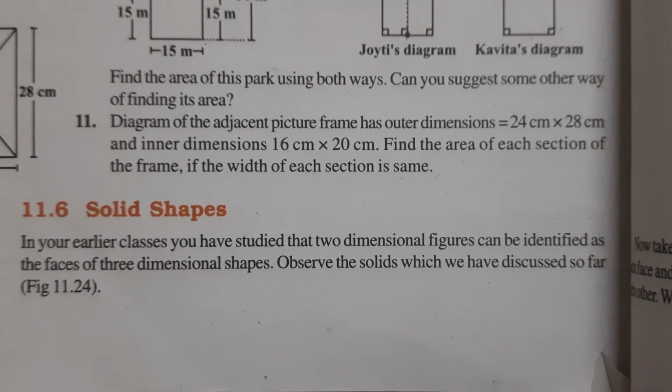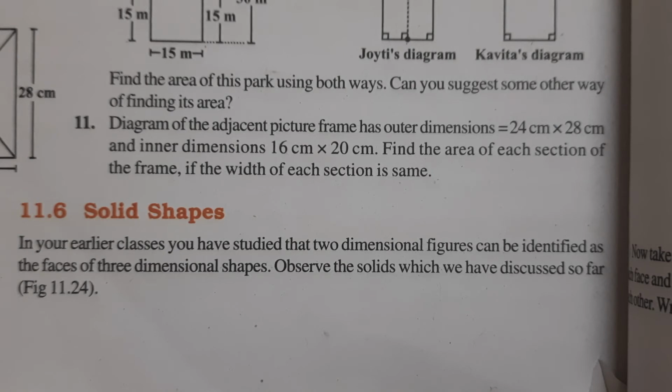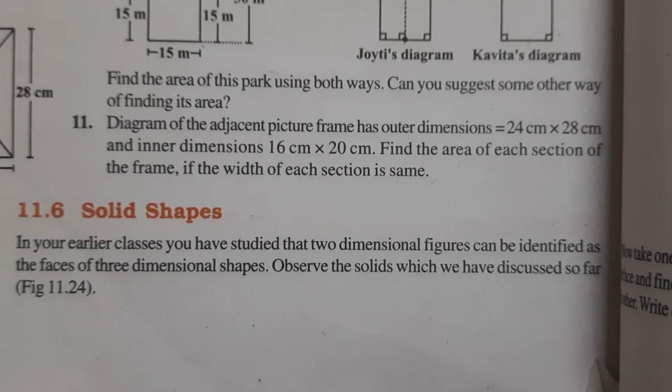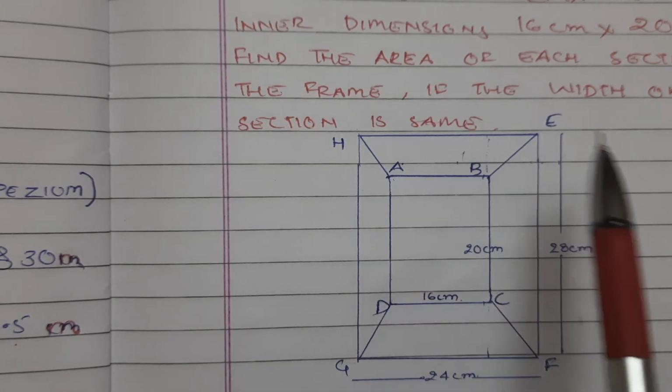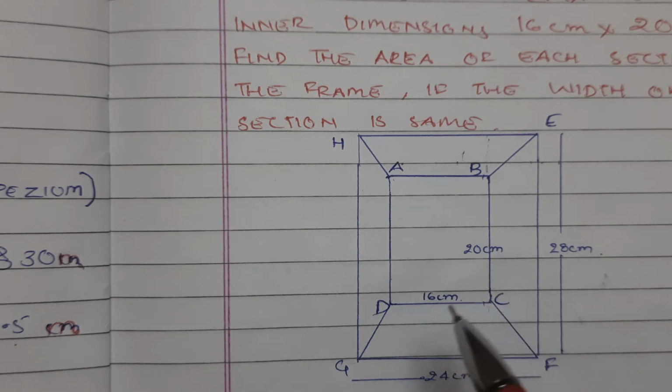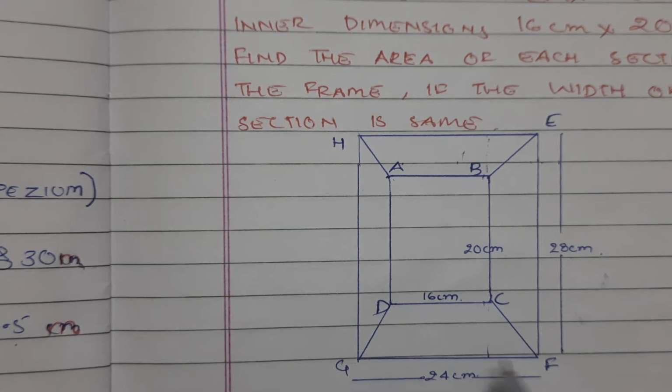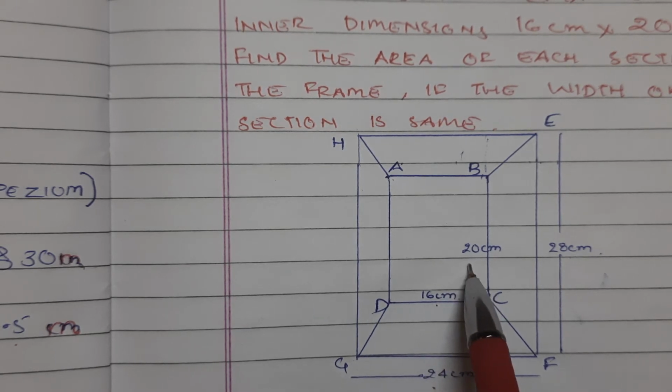The question says, the diagram of the adjacent picture frame has outer dimension 24 cm into 28 cm and inner dimension 16 cm into 20 cm. Find the area of each section of the frame if the width of each section is the same. So children, we need to see the figure here. This is the picture frame whose outer dimension is 24 into 28. Length is 28 and width is 24. Inner dimension is 16 centimeter into 20 centimeter.